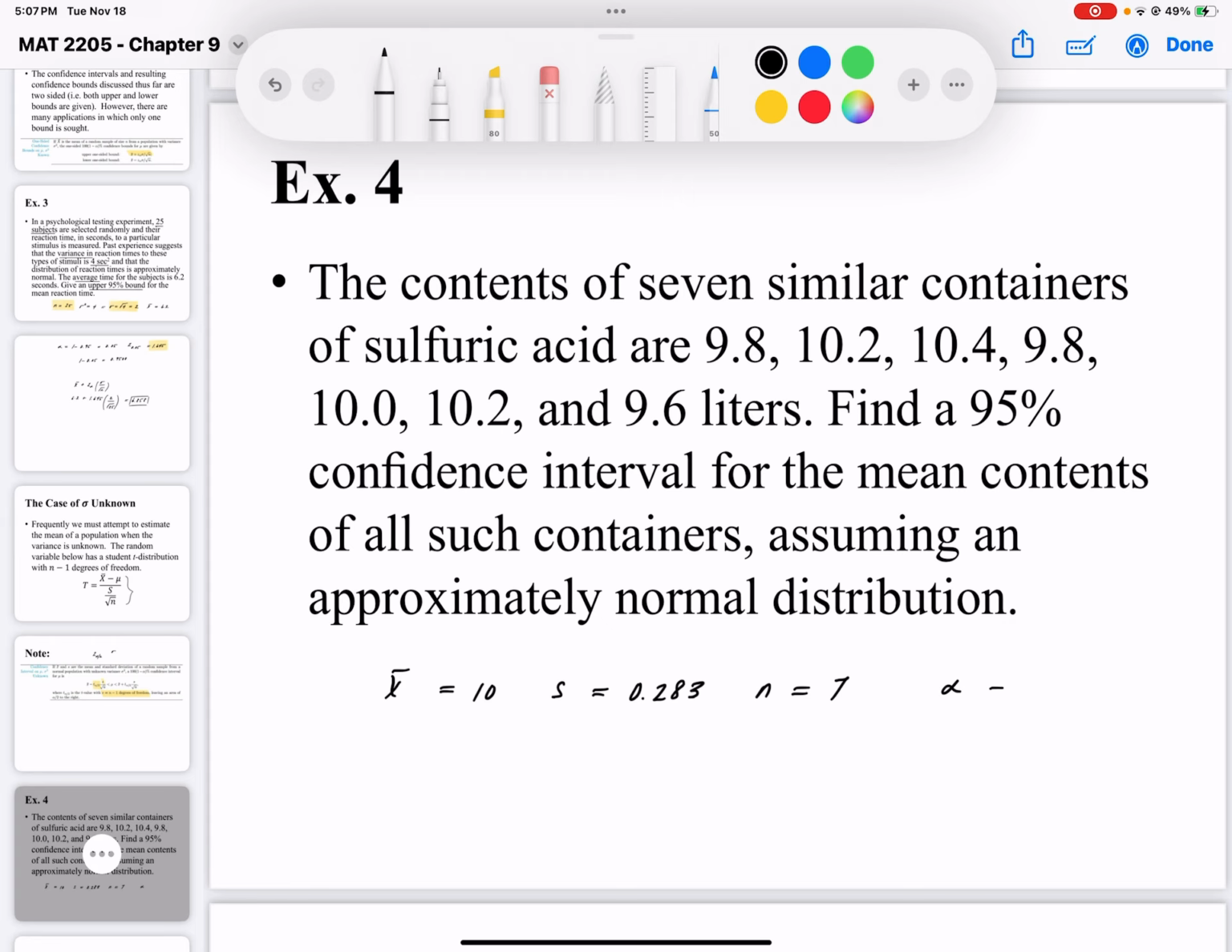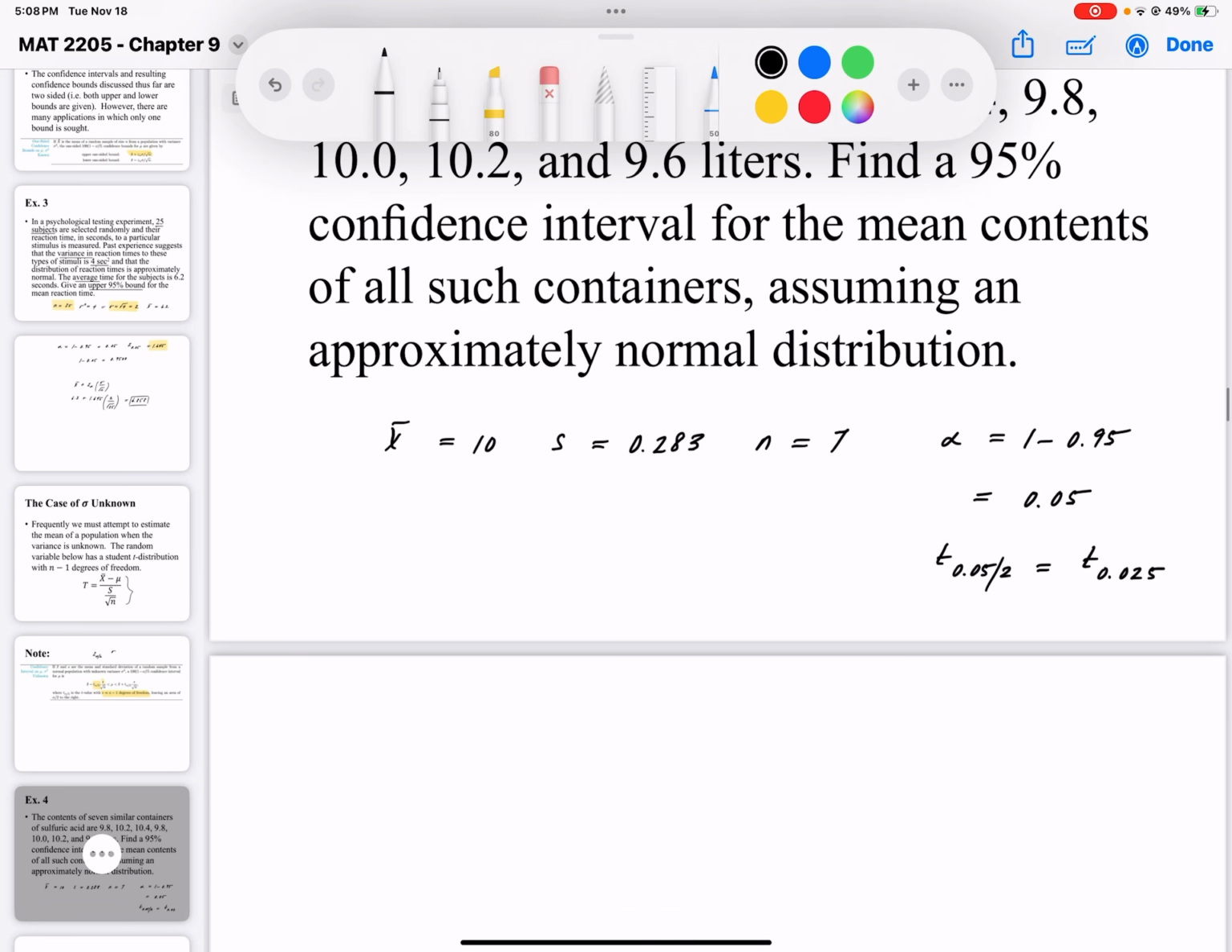Okay, how do I get alpha? By subtracting our confidence level from 1. That gives me 0.05. I am dividing that in half. So 0.05 divided in half is T sub 0.025. And what is my degree of freedom? Well, my degree of freedom is N minus 1. There are a total of 7 people, and so degree of freedom 6. All right, let's go to our chart. We have T sub 0.025, degree of freedom 6.